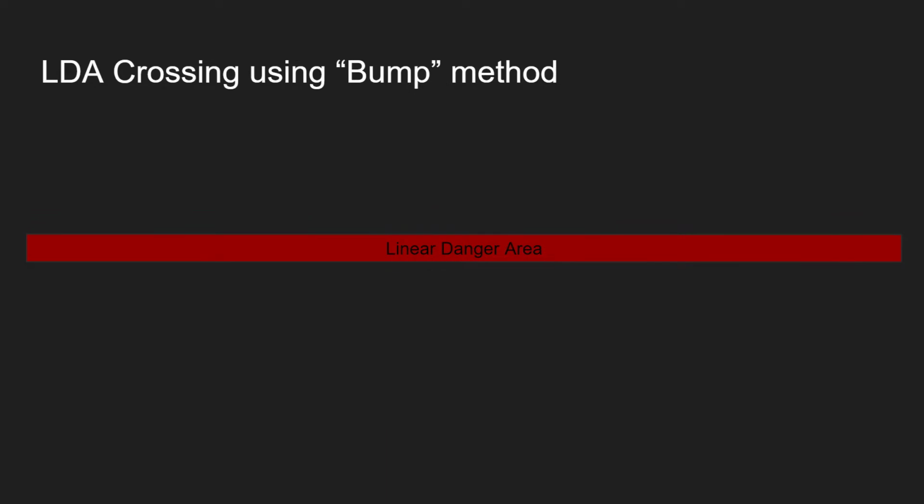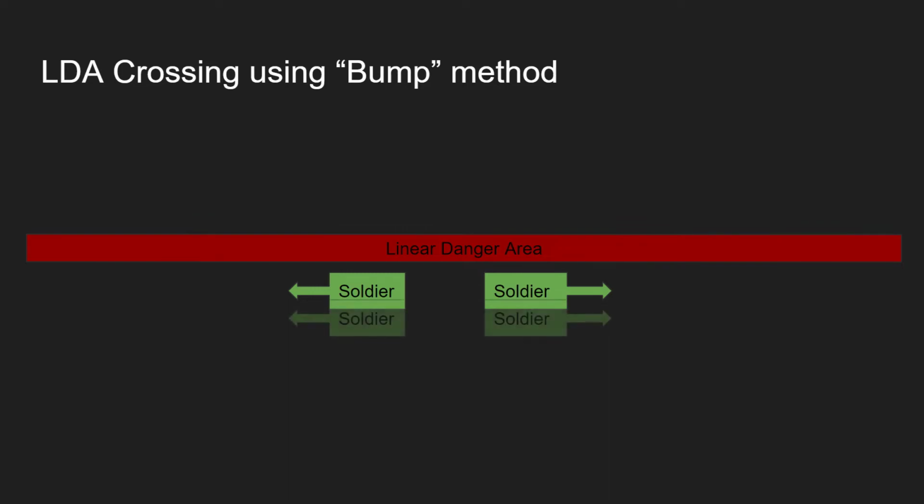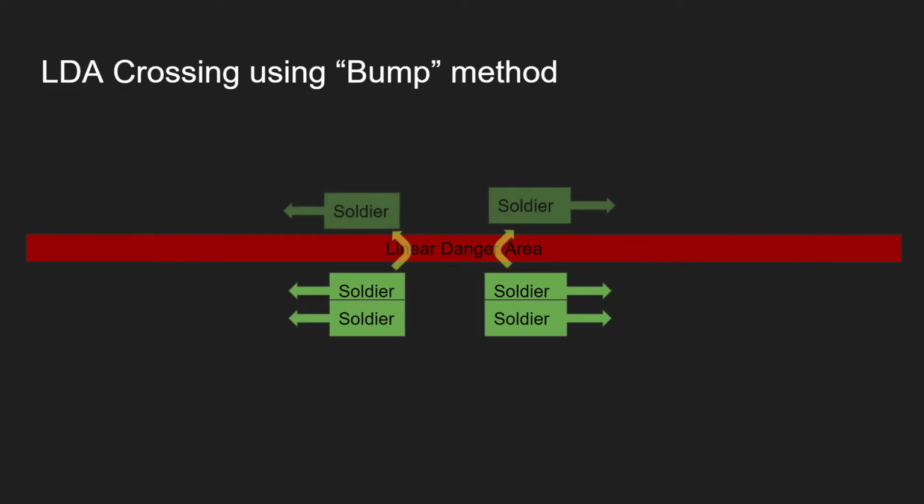Another way to cross an LDA that's much faster is the bump across method. With the bump method, the first two soldiers of the lead element establish left and right security on the near side. The next two soldiers in the order of movement establish security right beside their fellow soldiers. Once they are covering their buddy's sector of fire, they will tap their buddy twice on the shoulder to signal they are in position. This will tell the soldier who established security first to move across the LDA and establish security on the far side.